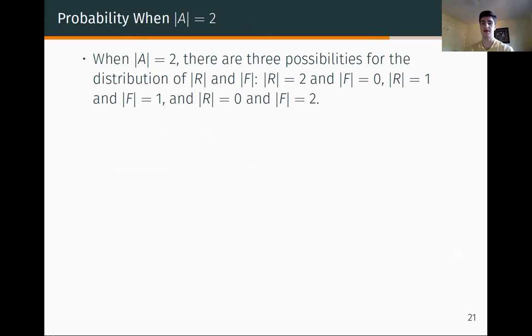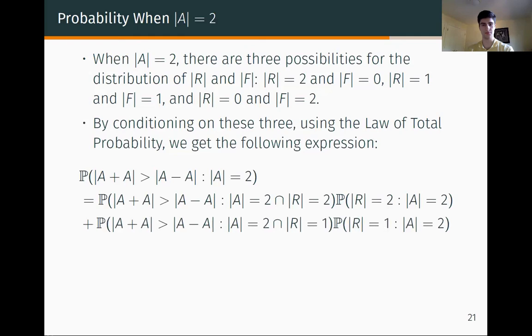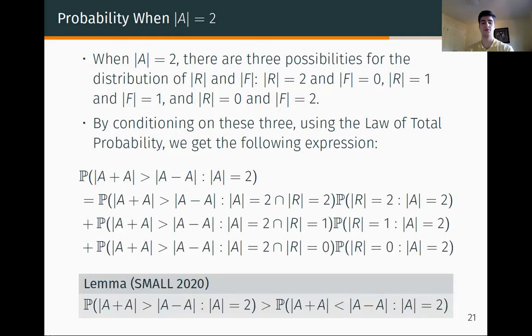So when the size of A is 2, there are 3 possibilities for the distribution of the size of R and size of F. And just a reminder, R is the rotation elements and F is the reflection elements. So you could have 2 and 0, 1 and 1, or 0 and 2. And by conditioning on these 3 different possibilities, using the law of total probability, we get the following expression. And just expanding it out. So this was the probability of it being MSTD, and then we do a similar thing to get the probability of it being MDTS, just expanding it out using the law of total probability again.